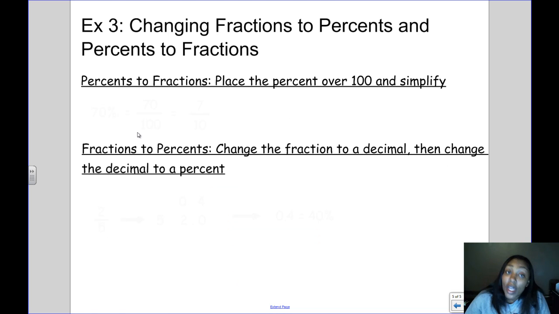So our last example is how to change from a fraction to a percent and a percent to a fraction. If I'm going from a percent to a fraction, you're going to place the percent over 100 and simplify. So I have 70%. I want to know what that is as a fraction.